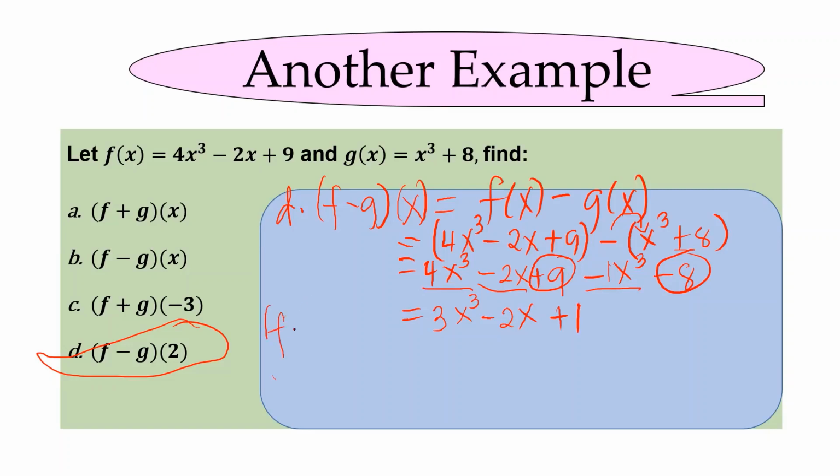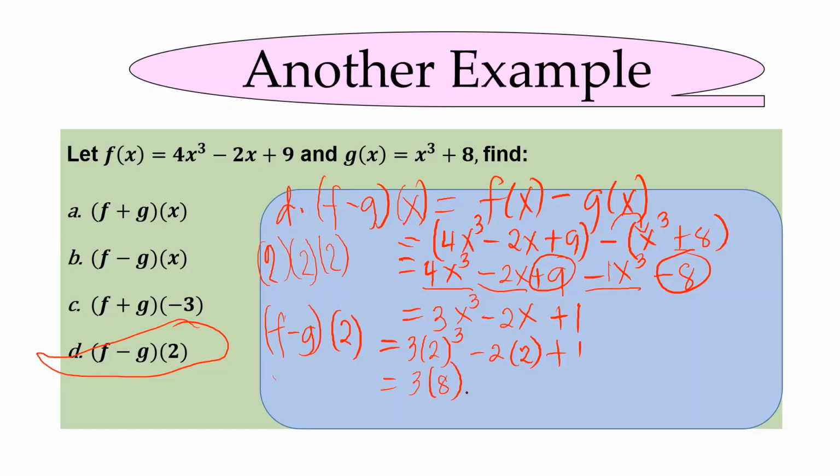Therefore, F minus G of 2 is equal to, sa-substitute natin lahat ng x ng 2. 3 times 2 cube minus 2 times 2 kasi x palitan ng 2 plus 1. Perform operations na tayo kasi meron na tayo na substitute na lahat, na replace na. Unahin muna natin si 2 cube. 3 times 2 cube, that means 2 times 2 times 2. 3 times. 2 times 2, 4 times 2, 8.